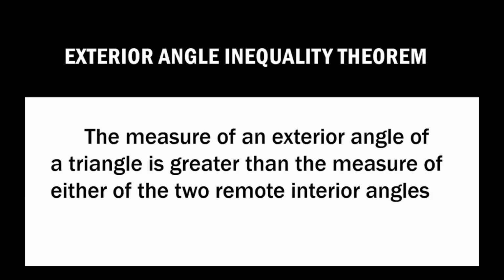Okay, so these are all the inequality theorems that we already discussed in Learner's Packet Week number 1. So we are just going to add some more information. We are going to deepen the understanding about these inequality theorems. So let us have the first one, the exterior angle inequality theorem. The exterior angle inequality theorem states that the measure of an exterior angle of a triangle is greater than the measure of either of the two remote interior angles.